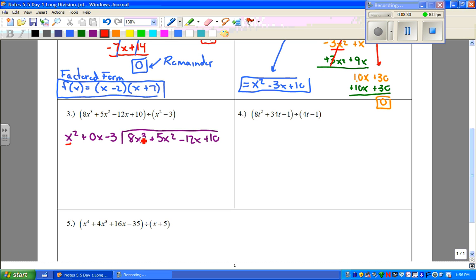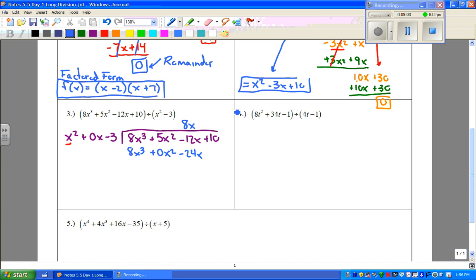And we would actually have to multiply it by 8x. So I'm going to take this and multiply it by 8x, which means I'm going to put it right here. So I got 8x. Now, when you multiply this out, you're going to end up with 8x to the third. You multiply this, you're going to end up with plus 0x squared. And when you multiply that, you're going to end up with minus 24x.